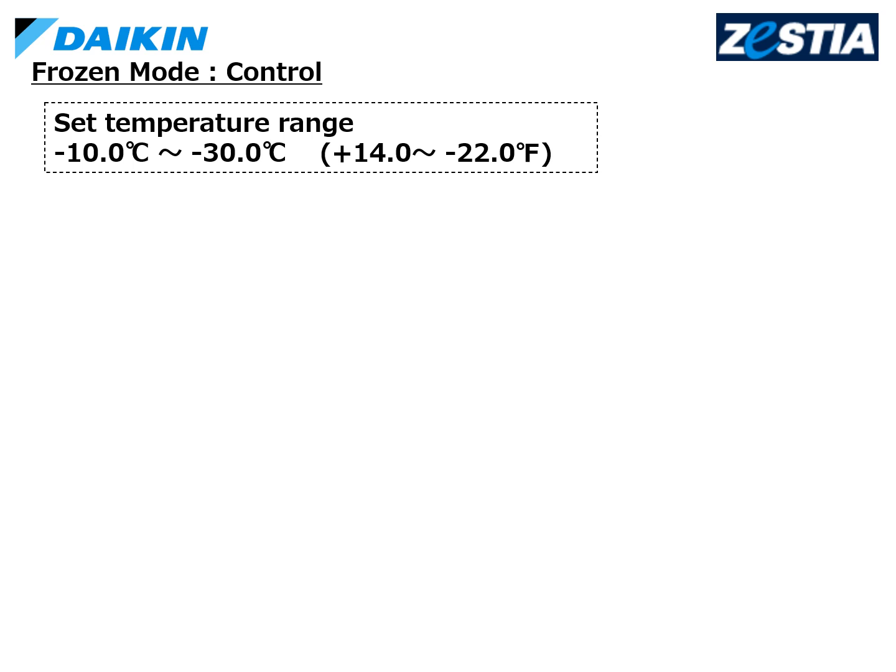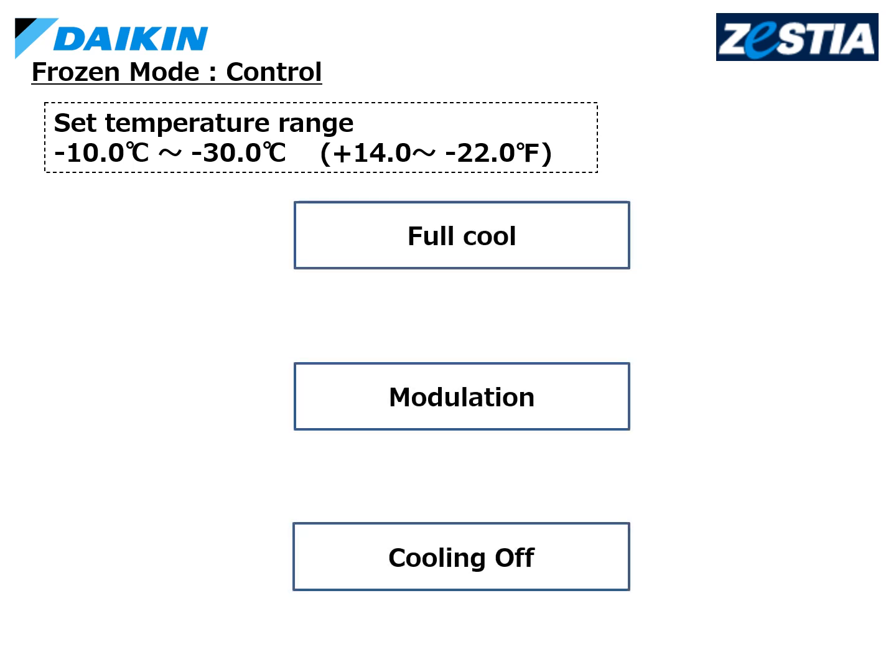This section describes the frozen mode. The frozen mode is set in the range of -10.0 degrees Celsius to -30 degrees Celsius. The frozen mode is controlled by the return air temperature sensor called RS, and the internal temperature is controlled by 3 operating modes: full cool, modulation and cooling off modes.